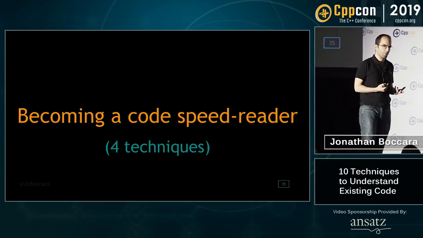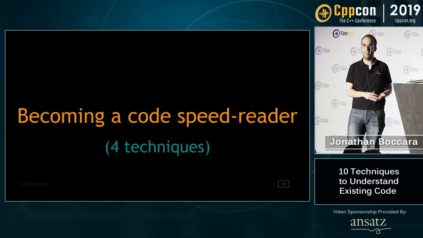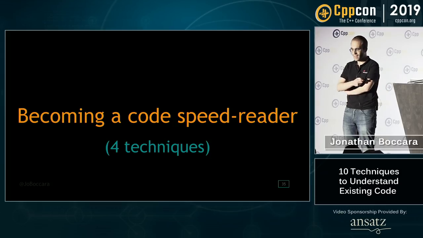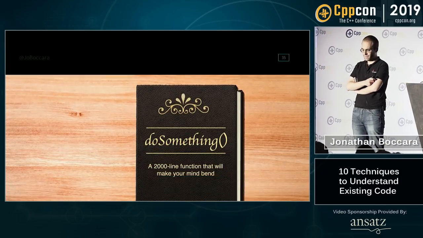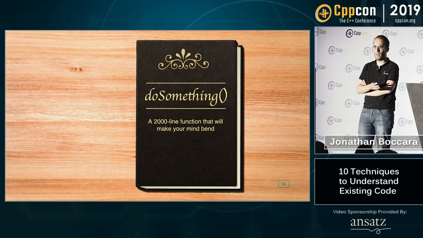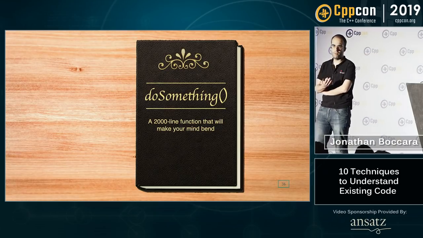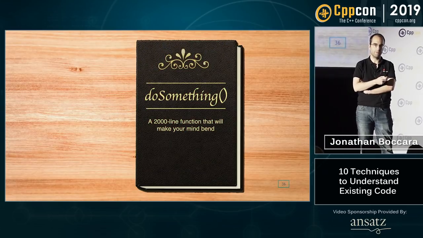So the concept of being a speed reader hasn't started with code, right? It has started with books. So there's an analogy between reading a book and reading code, I think. There are several things we can find in common about quickly reading a book and quickly reading a piece of code.